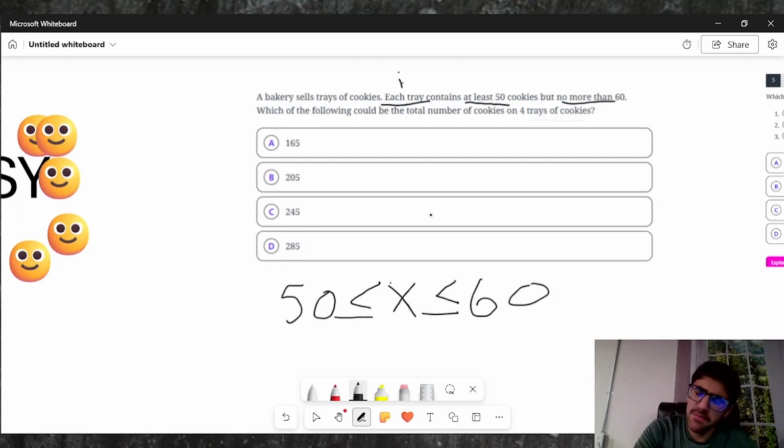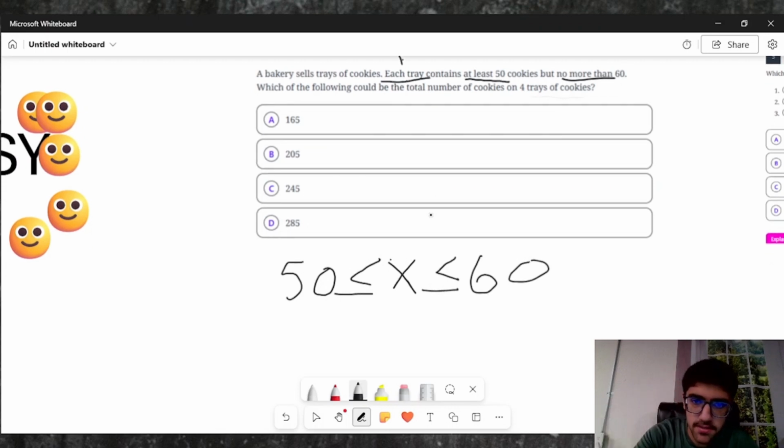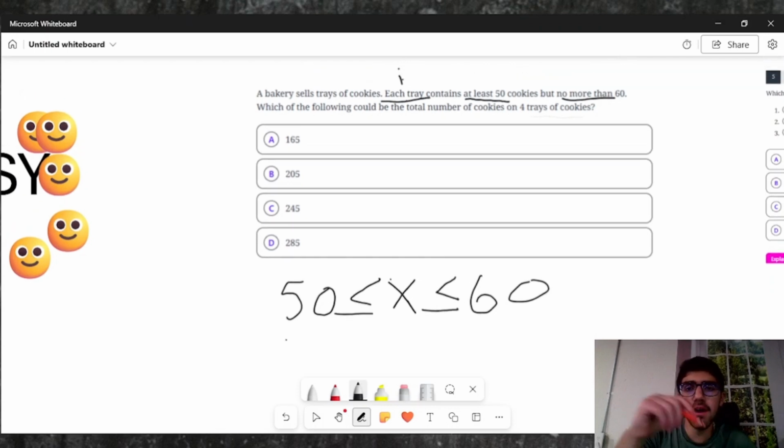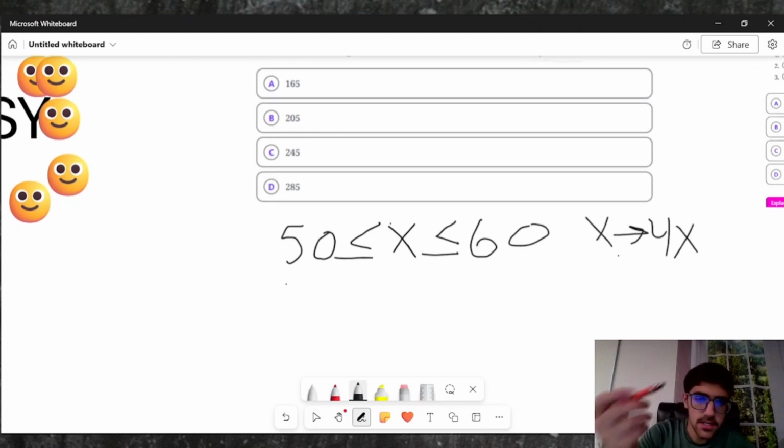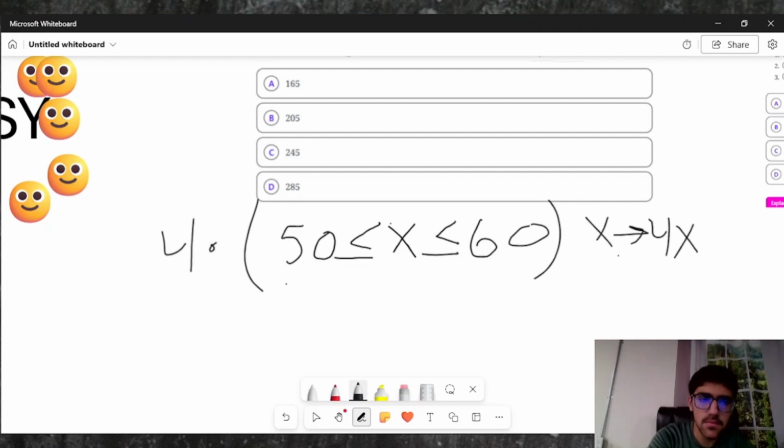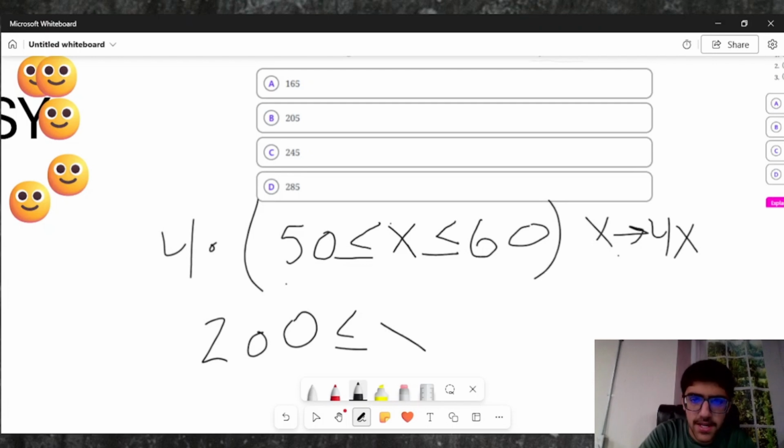I'm sorry, I think I said that x was the number of cookies. x is the number of trays. So one tray is 1 times x, and one tray can have between 50 and 60 cookies. If we want to know how many cookies 4 trays can have, we go from x to 4x, so the whole inequality is multiplied by 4. You can use Desmos for this. You get 200 is less than or equal to x, which is less than or equal to 240.